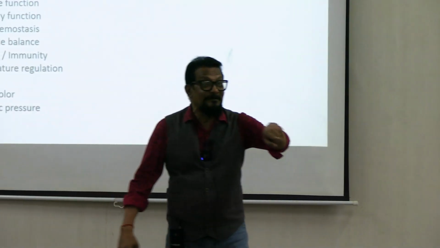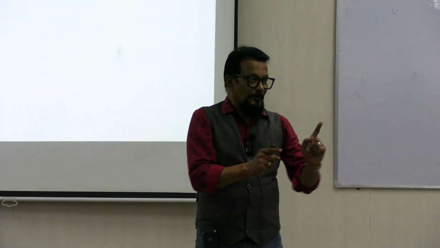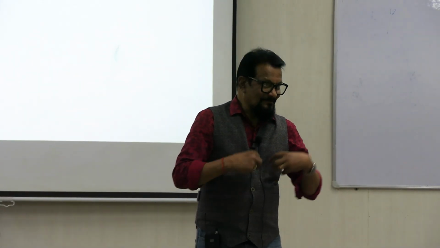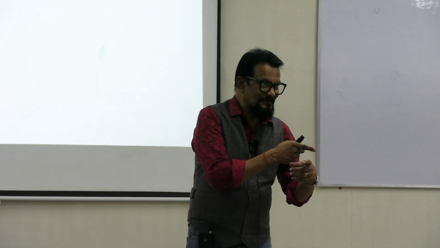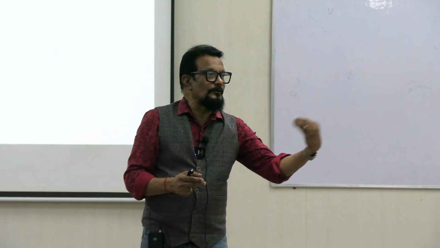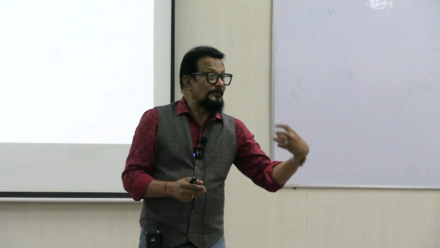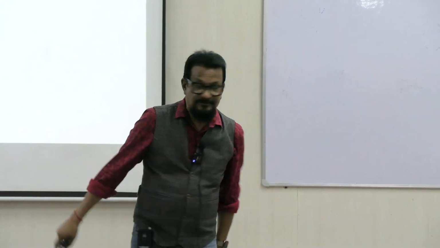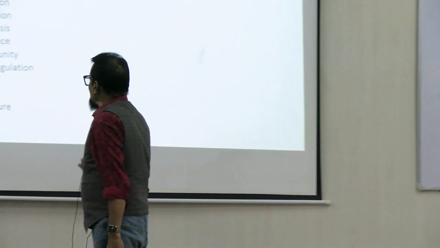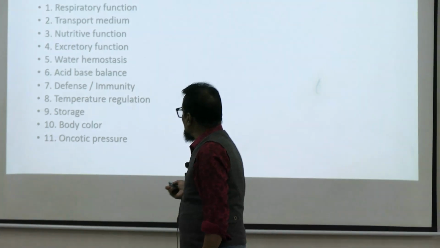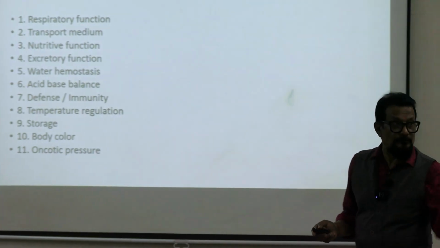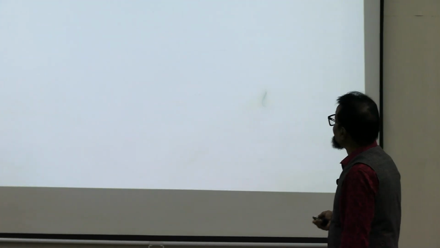Water homeostasis, I already told. We have to maintain the water. When there is dehydration, there will be movement of water from tissue space into the plasma. When blood has less water, water will come from tissue space into the blood. In this way, interchange maintains homeostasis. Then temperature regulation, storage, body color, oncotic pressure. Everything will be detailed when we come specifically to those functions.